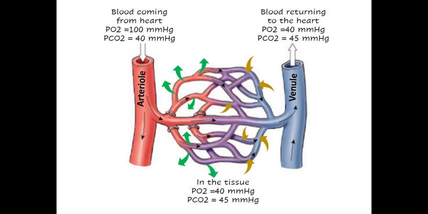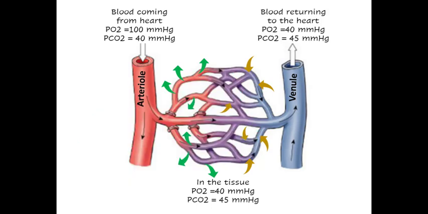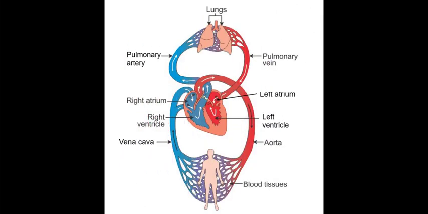Remember that down in those tissues, all those cells have been continuously using up the oxygen to make ATP via aerobic respiration, and in the process, making carbon dioxide. So in the tissues near the arteriole end of the capillary, carbon dioxide partial pressure is higher and oxygen partial pressure is lower than in the blood. All day, every day of your life, this cycle between the tissues, the heart, and the lungs continues.